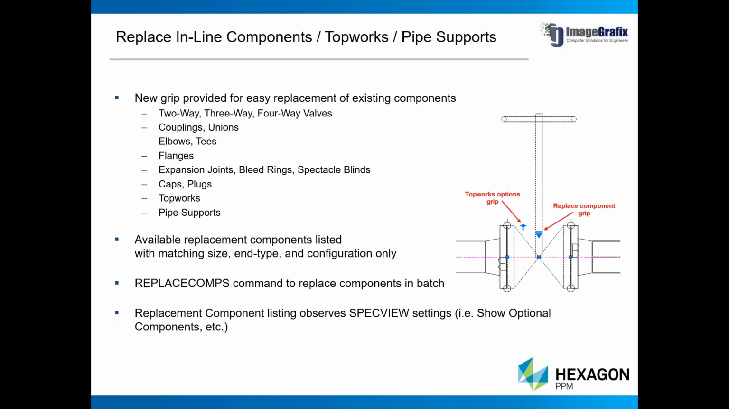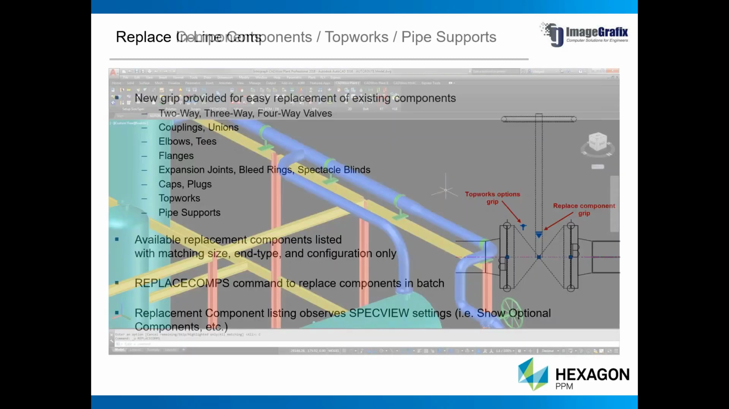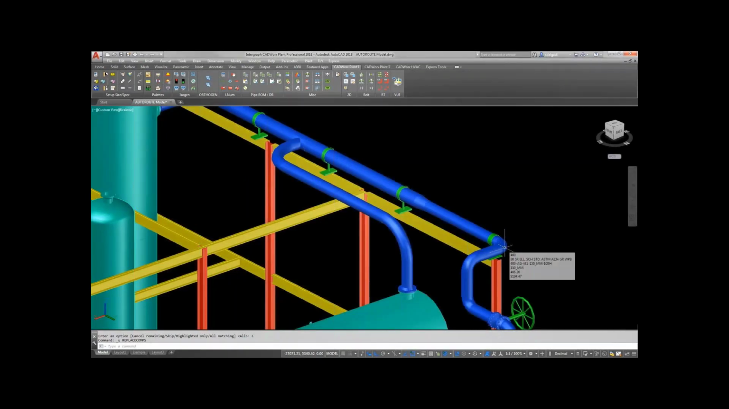Replacement component listing observes SPECVIEW settings, that is, show optional components, which is now available in SPECVIEW under the settings. Now, if you go for replace components, here I have a set of elbows.